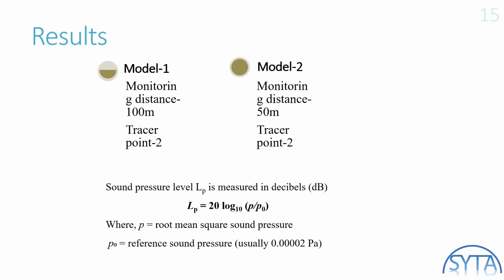In that, the sound pressure level Lp is measured in decibel, meaning air overpressure is also measured in decibel, by using the formula Lp = 20 log10(P/P0), where P is the root mean square sound pressure and P0 is a reference sound pressure. It is usually 0.00002 Pascal.